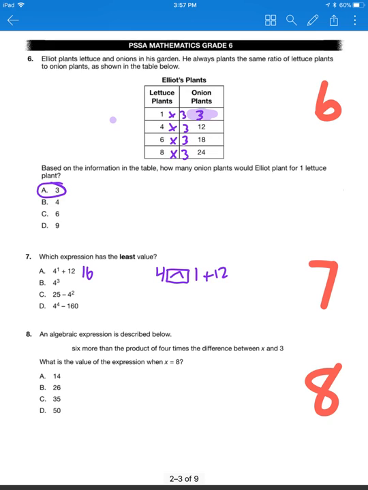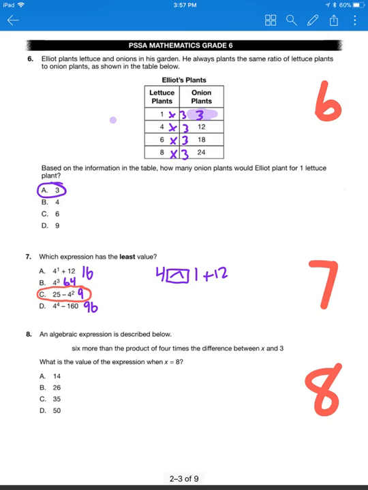Now, for the next one, 4 to the power of 3, if I type that one in, it is 64. Okay, the next one, 25 minus 4 squared. If I type that one, I get 9. And then the next one, it says 4 to the power of 4 minus 160. So 4 to the power of 4, I'm just typing that in now, minus 160 is 96. So which one has the least value? As you can see, it's got to be C, which is 9.